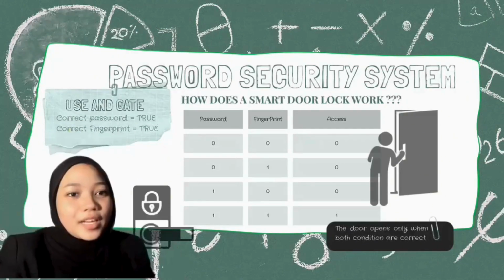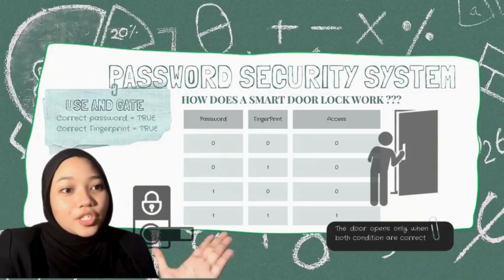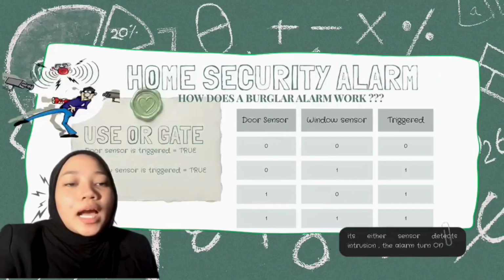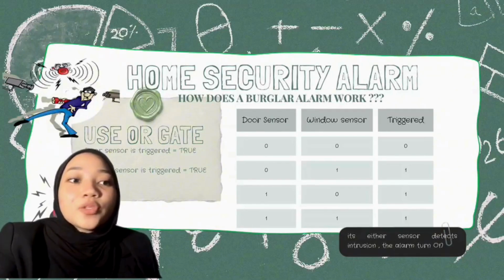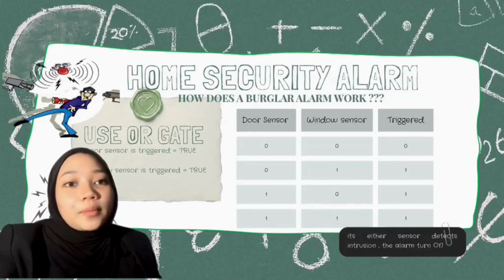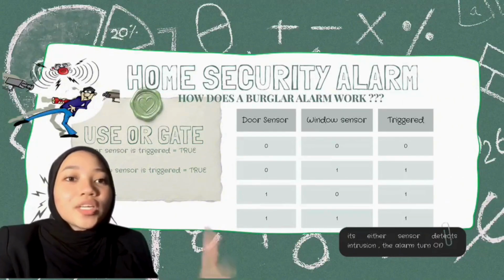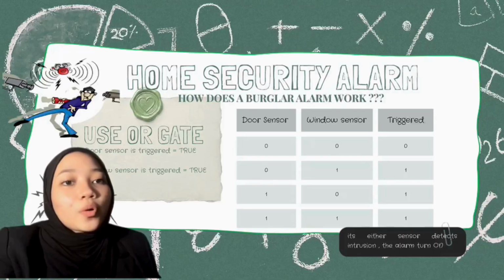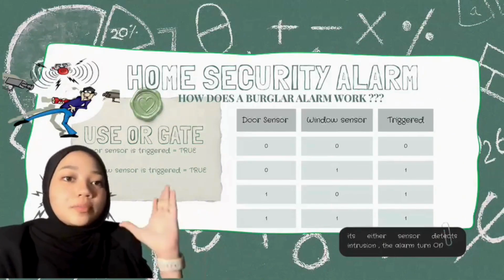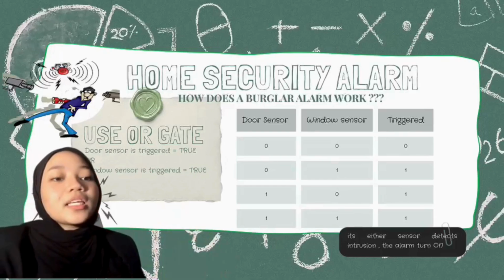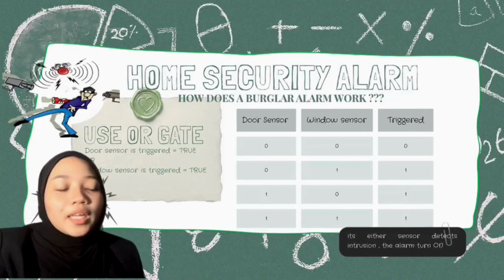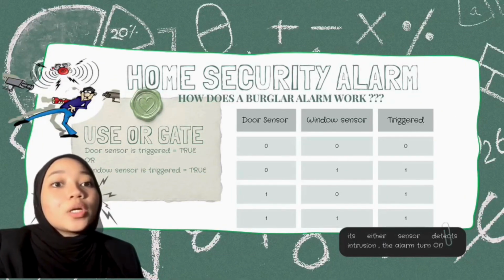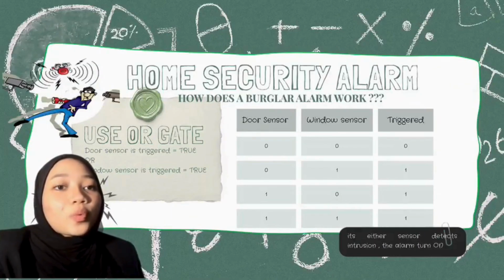On the flip side, page 11 shows a home security alarm which operates on an OR gate. Unlike the smart lock, a security alarm needs to protect your house from multiple angles. If a door sensor is triggered or a window sensor is broken, you want the alarm to go off immediately. Looking at the truth table, if either sensor detects an intrusion, meaning we get a 1 on an input, the OR gate instantly outputs a 1, triggering the alarm to protect the home.